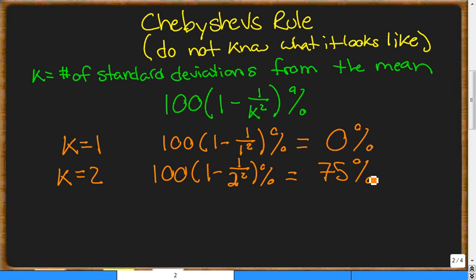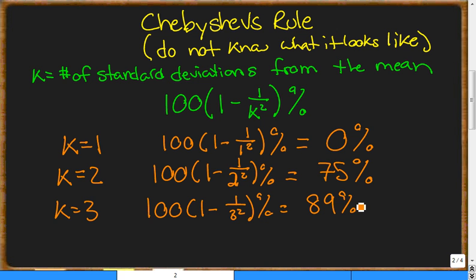So at least 75% of the data is within 2 standard deviations. Now k is 3, we end up with 100 times 1 minus 1 over 3 squared, which should give us 8/9 times 100, so this should be like 89%-ish.